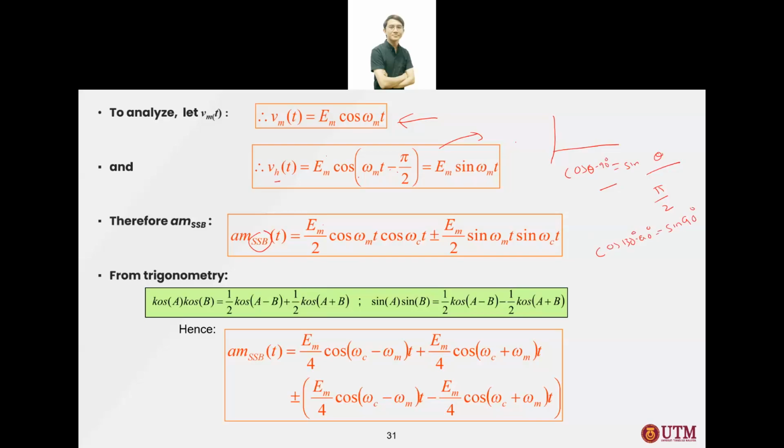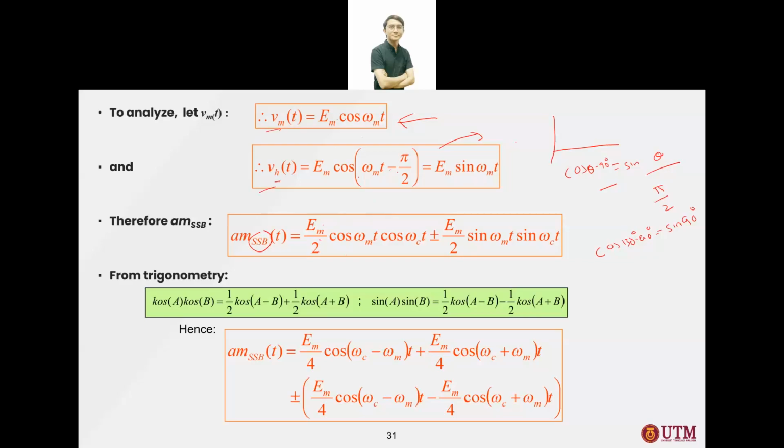Okay, so later you can try at home. EM cos omega M, this is your modulating signal. This one is your VHT. It's actually just multiplied with each other.